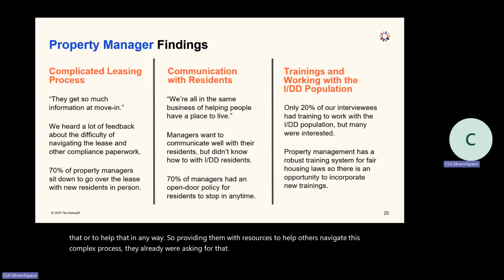And secondly, their communication with residents, many property managers talked about how their role was to house people. They wanted to make sure people had a place to live, but they didn't have the tools or the understanding or the background or education to be able to give that support to people with IDD. So that was a really key gap within the education system for property managers.